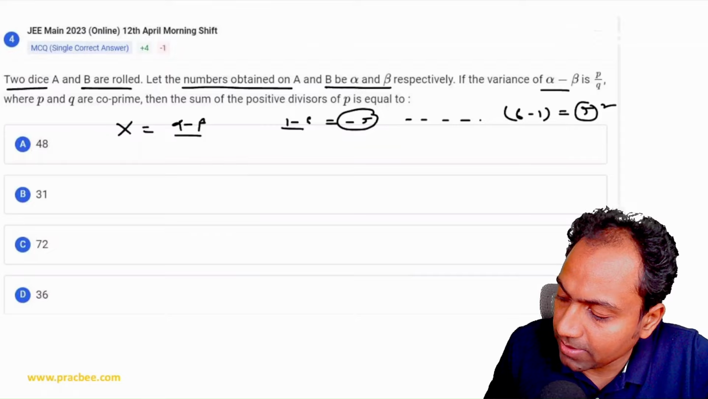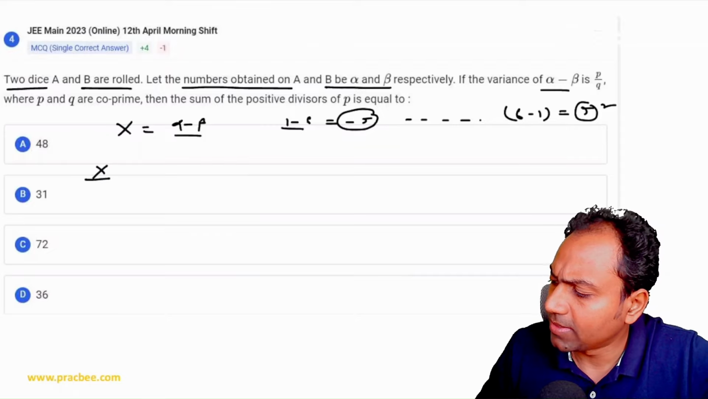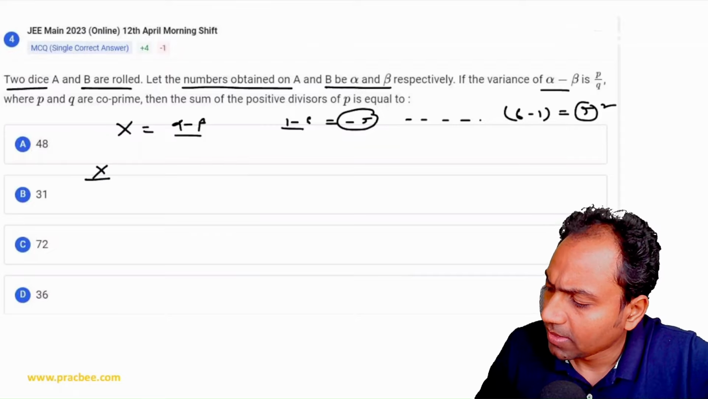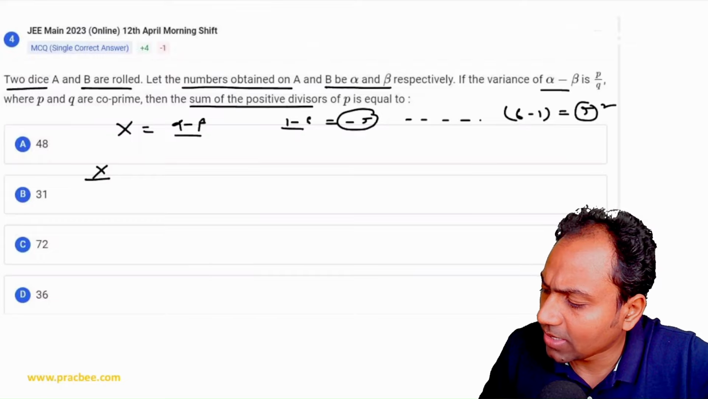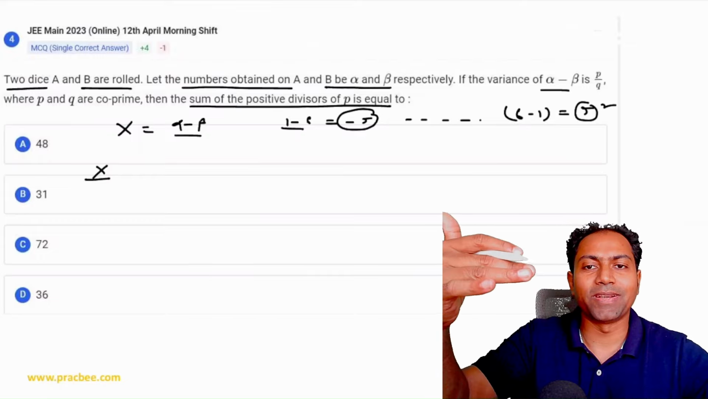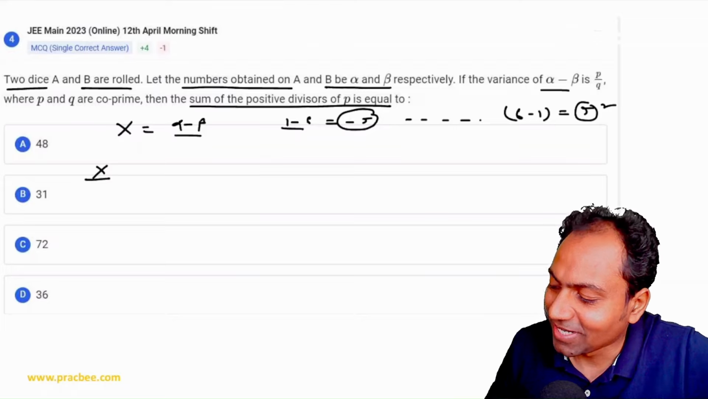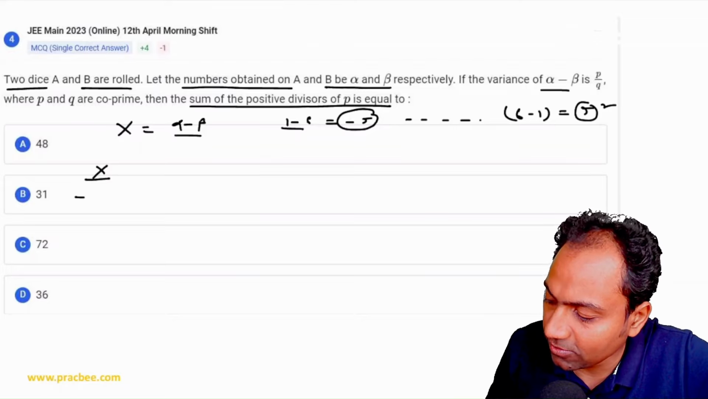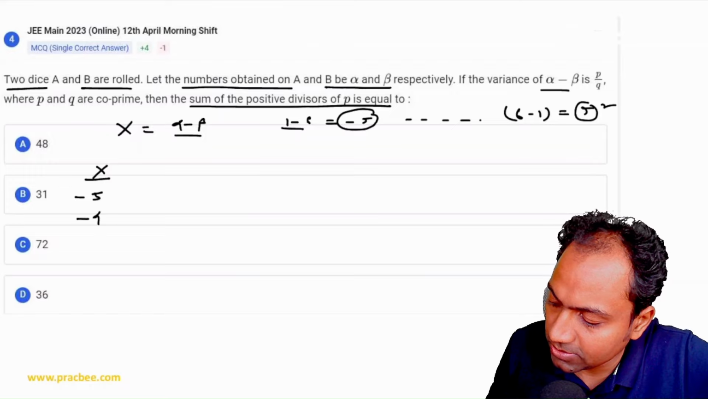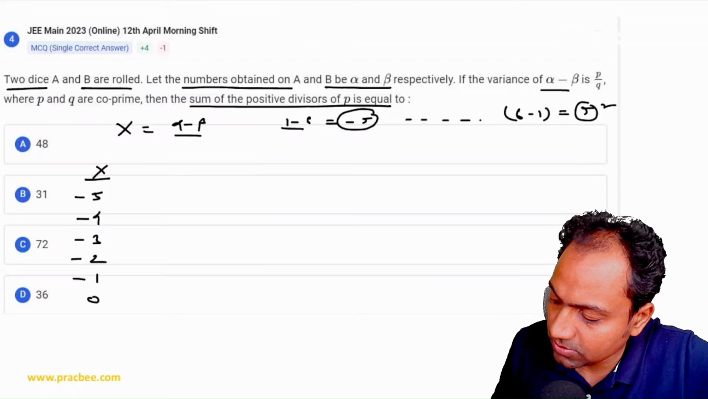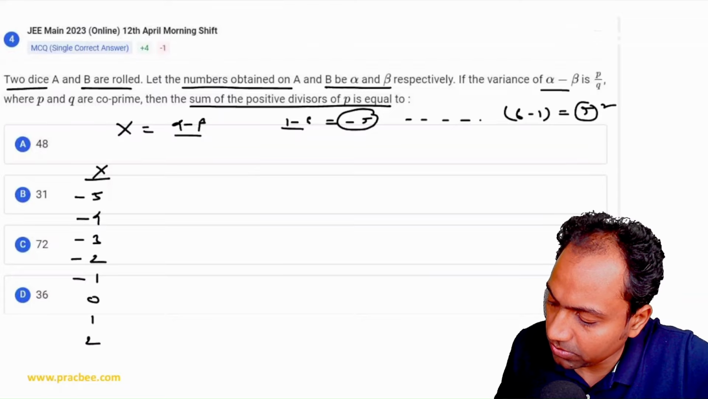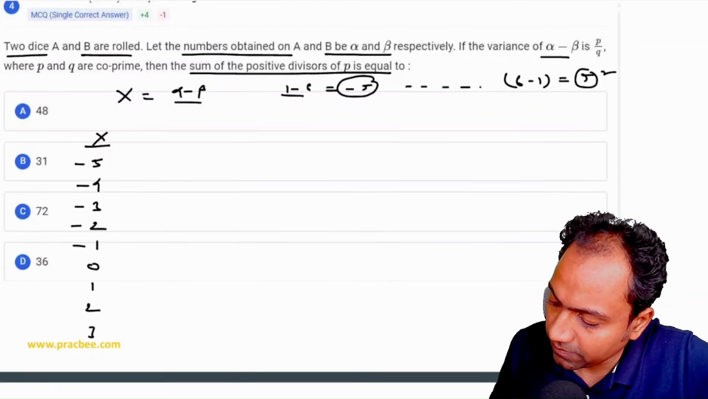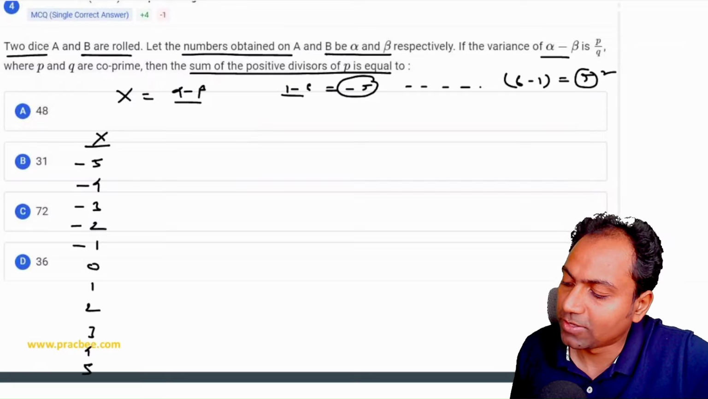If I try and make a probability distribution table, because ultimately they want us to find the variance, and from variance there is again a P and C question aligned after that. So it is probability followed by P and C, that too statistical probability. First, let us write the values of x here. x can take values minus 5, then minus 4, minus 3, minus 2, minus 1, 0, 1, 2, 3, 4 and 5. These are the possible values of x that can happen.